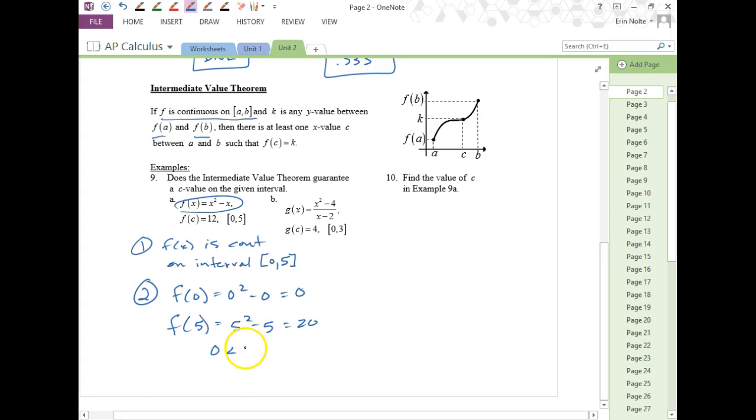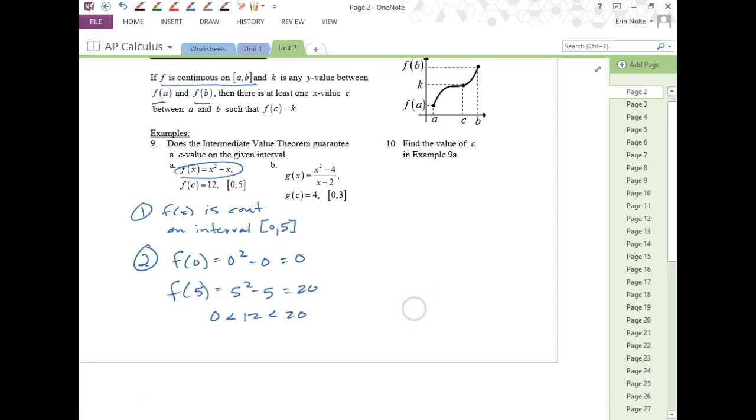Okay, so now I know that as long as my C value, which happens to be, what's my C value in this case? 12. Since 12 lies between 0 and 20, then there must be something. So that's all we can really conclude at that spot.